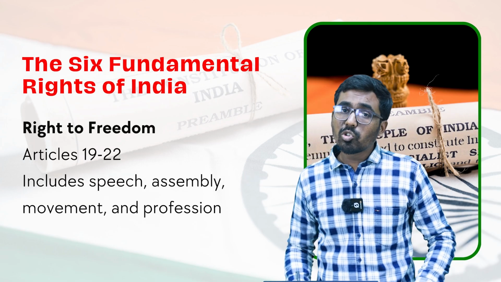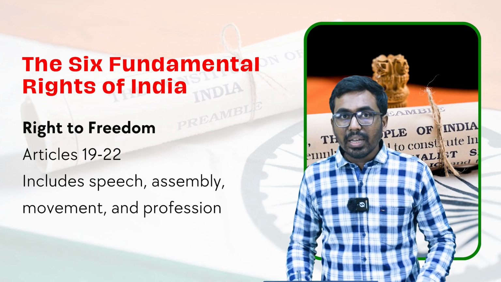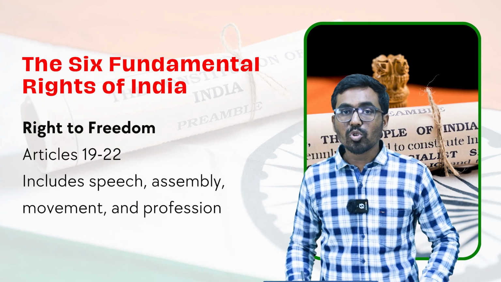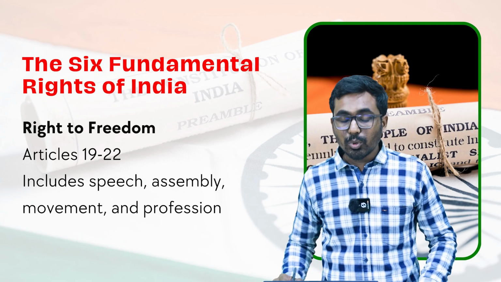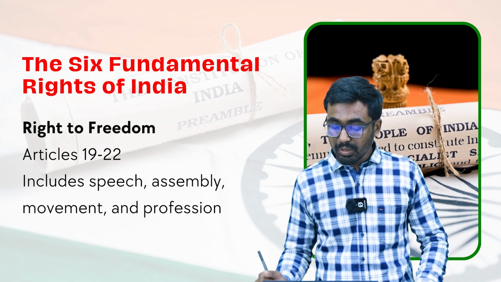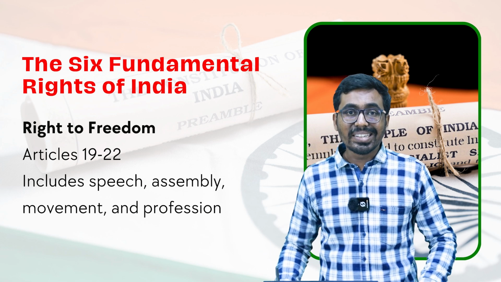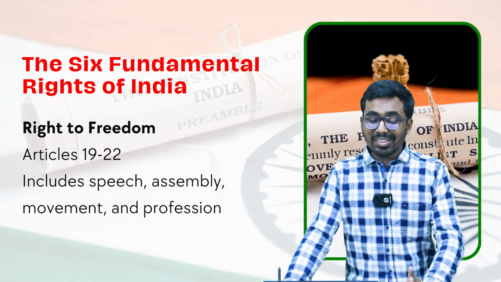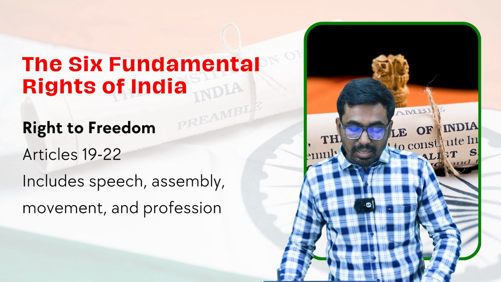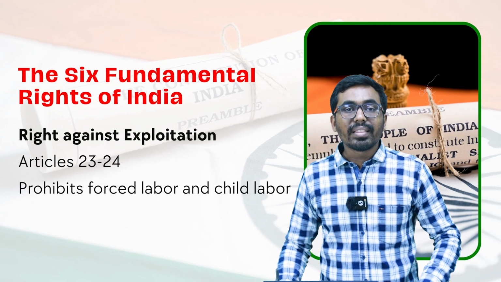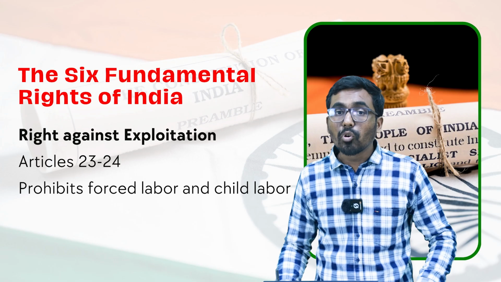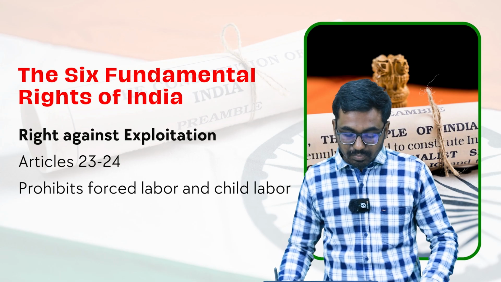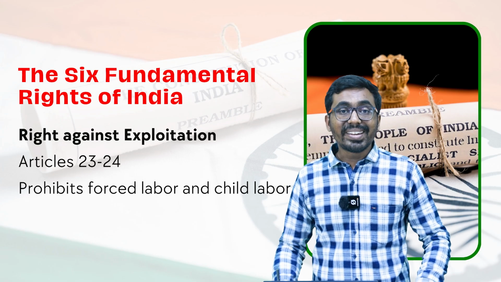Then comes the second most important right, which is the right to freedom. It is in Article 19. It gives majorly 6 types of freedom, and it lasts up to Article 22. The right to life and to live with dignity comes under this article only. Then the third major type of right is the right against exploitation, given in Articles 23 and 24. It abolishes child labor and bonded labor. It also opposes human trafficking.